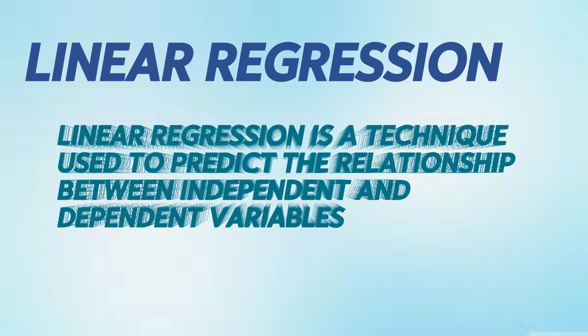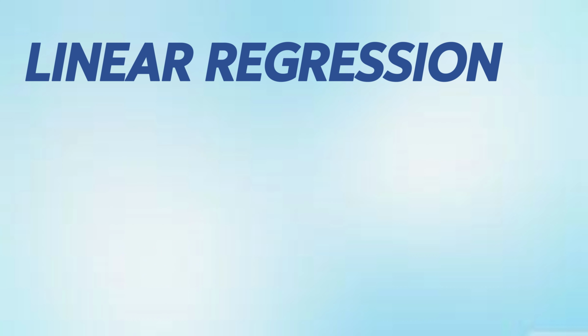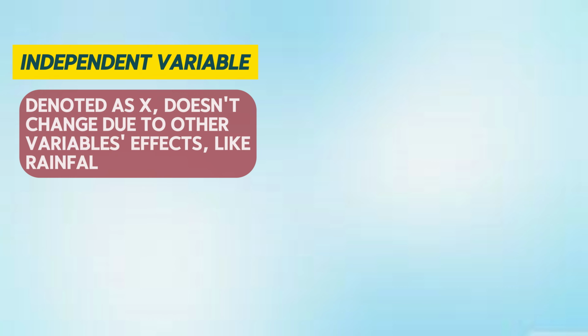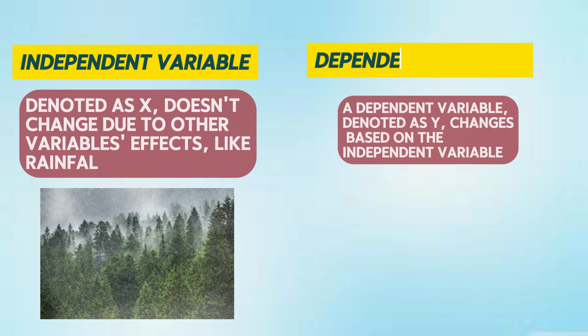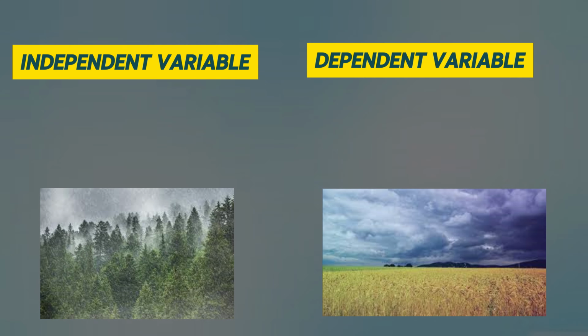Linear regression is a technique used to predict the relationship between independent and dependent variables. An independent variable, denoted as x, doesn't change due to other variables, like rainfall. In contrast, a dependent variable, denoted as y, changes based on the independent variable, like crop yield.